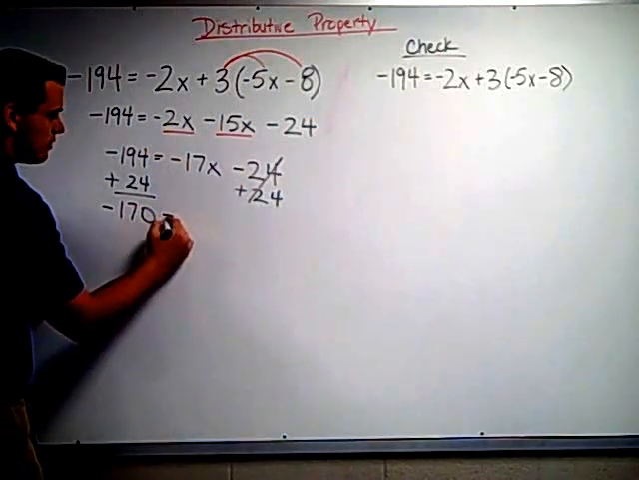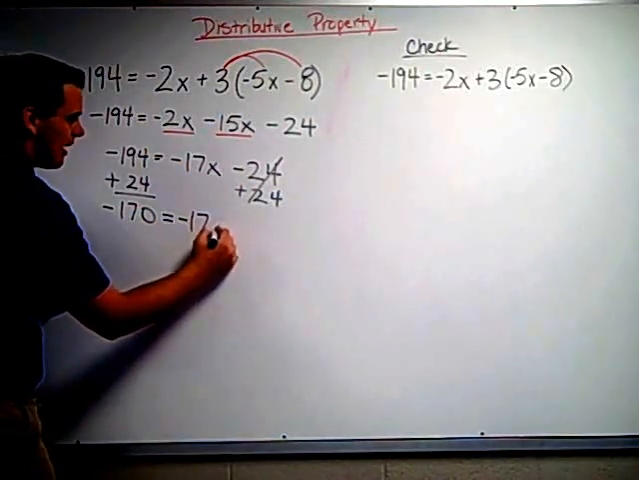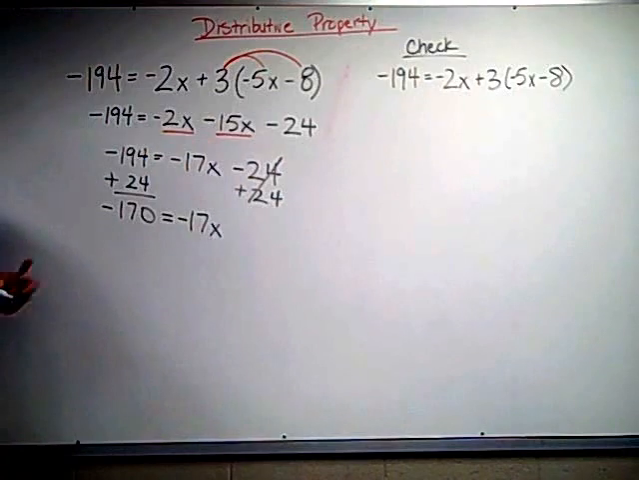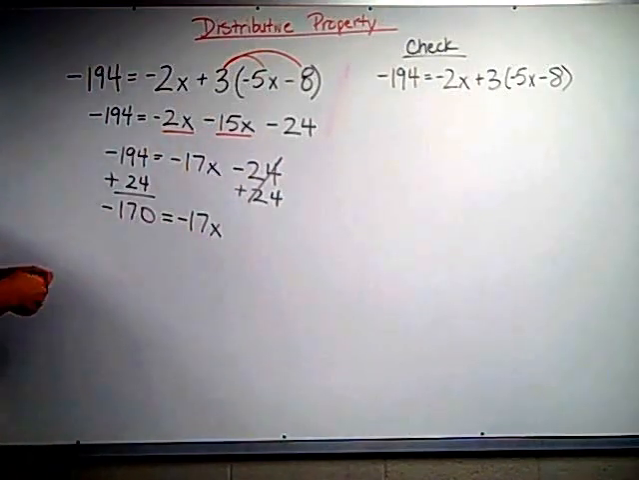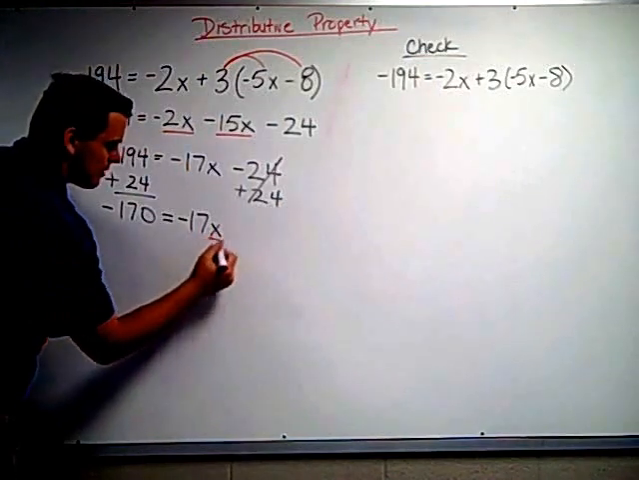And that is equal to negative 17x. So negative 17x, now I want to isolate my variable. I want to isolate this x right here.